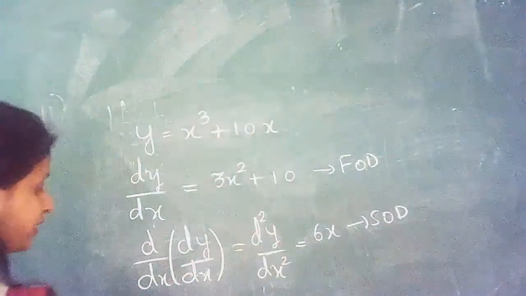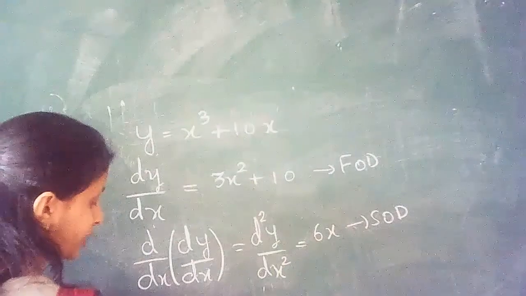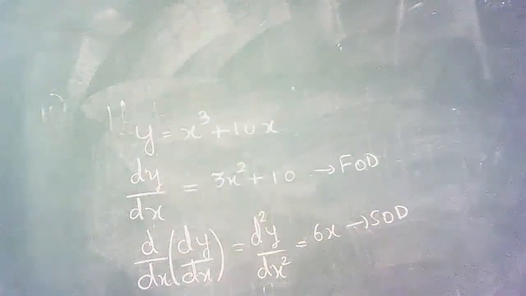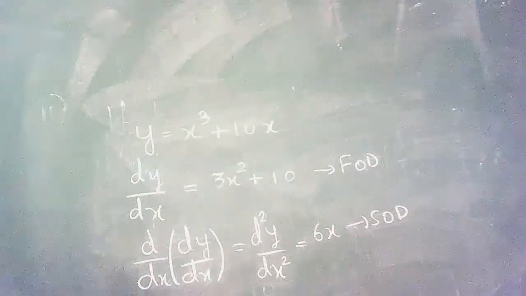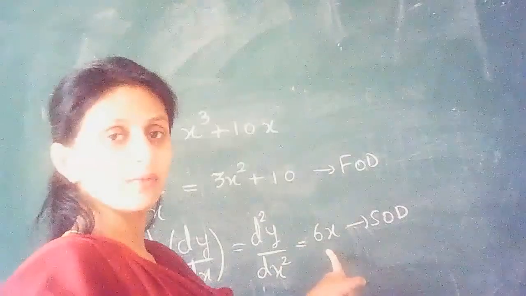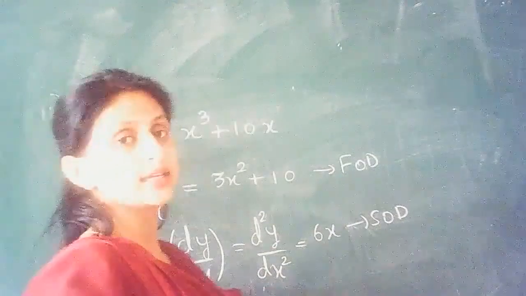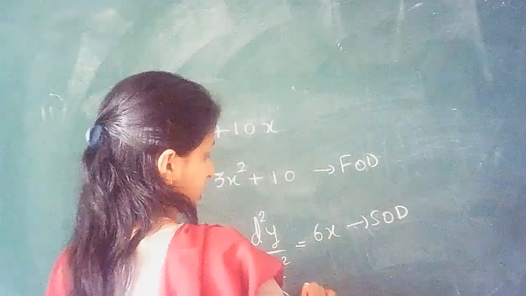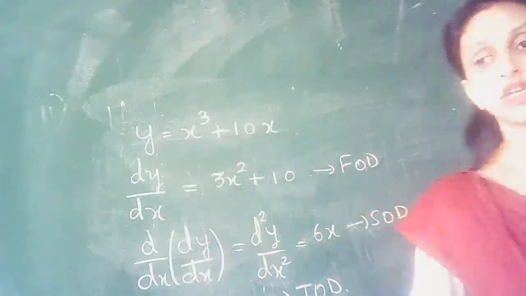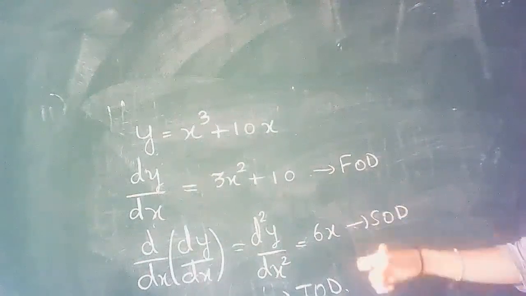So again differentiating with respect to x, what do you get? d cube y by dx cube. So what is d cube y by dx cube? Differentiate 6x again. What do you get? You get 6. So this 6 is nothing but the third order derivative. Like this, you will find the higher order derivatives.